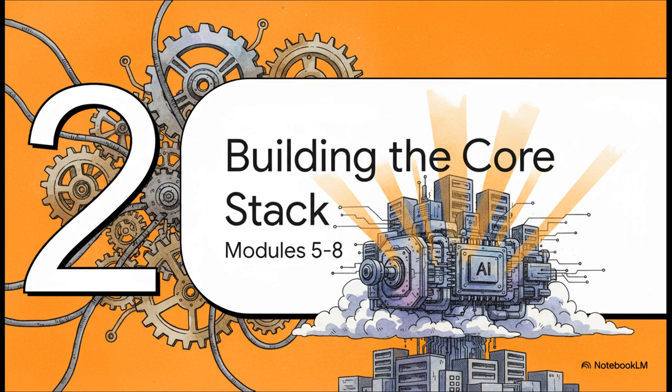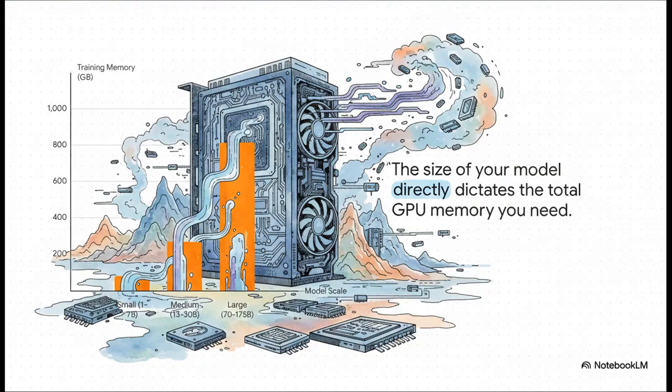The core components that do all the real heavy lifting. Module 5, of course, was all about the star of the show, the GPU. And this chart just nails the core lesson, doesn't it? The bigger your AI model, the more GPU memory you need. It's a direct relationship, and it can scale up into the hundreds and hundreds of gigabytes fast.